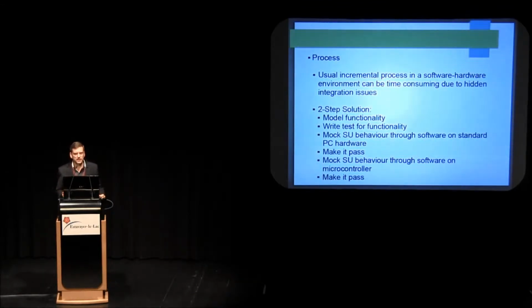So we developed a two-step incremental solution, which is maybe a bit of a sin for agile developers, but for us it fits very well. This solution is very easy. The first thing is to first simulate on a pure software to software environment and then a software to hardware environment. So we model the functionality. Basically, write a transition on a state machine.